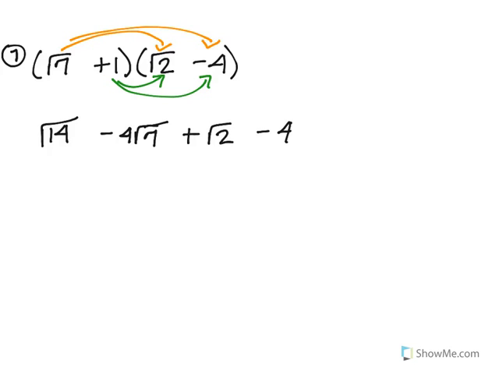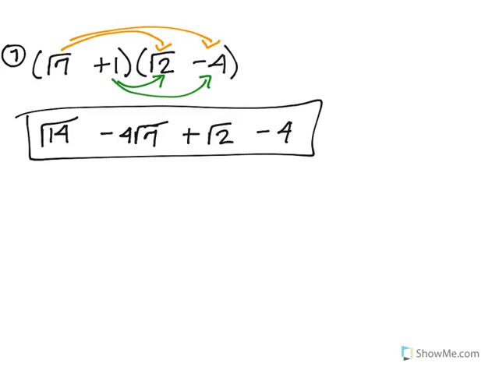Now look at each radical. Square root of 14. Is there a perfect number in 14? No. Its only factors are 7 and 2, and they aren't perfect. Can you break down the square root of 7? Can you break down the square root of 2? Do you have anybody that's alike that you can combine? No. So that's your answer. Do y'all see that? Okay.